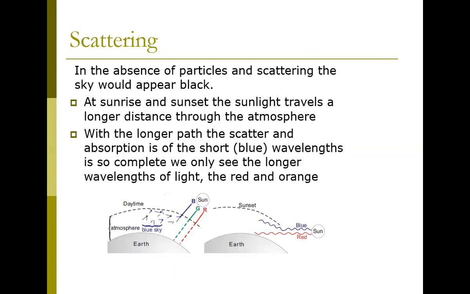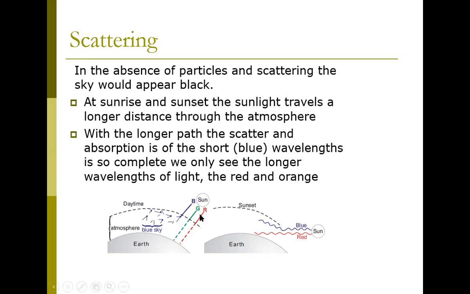At sunrise and sunset, the sunlight travels a longer distance through the atmosphere. With the longer path, the scattering effect is there, and there is absorption of short wavelengths, which is shown in blue color, being absorbed by the environment. We can only see the longer wavelengths of light, that is red and orange.